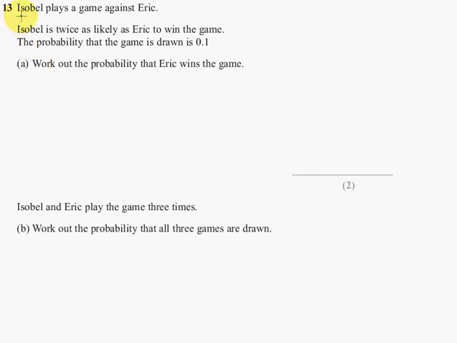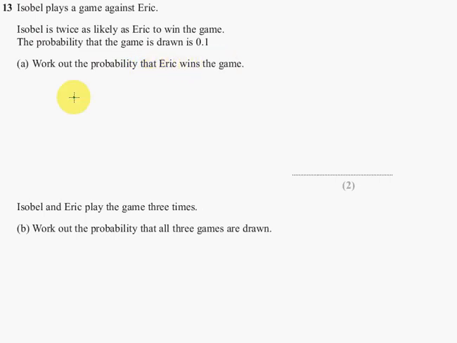Question 13. Isabel plays a game against Eric. Isabel is twice as likely as Eric to win the game. The probability that the game is a draw is 0.1. Part A says work out the probability that Eric wins the game.